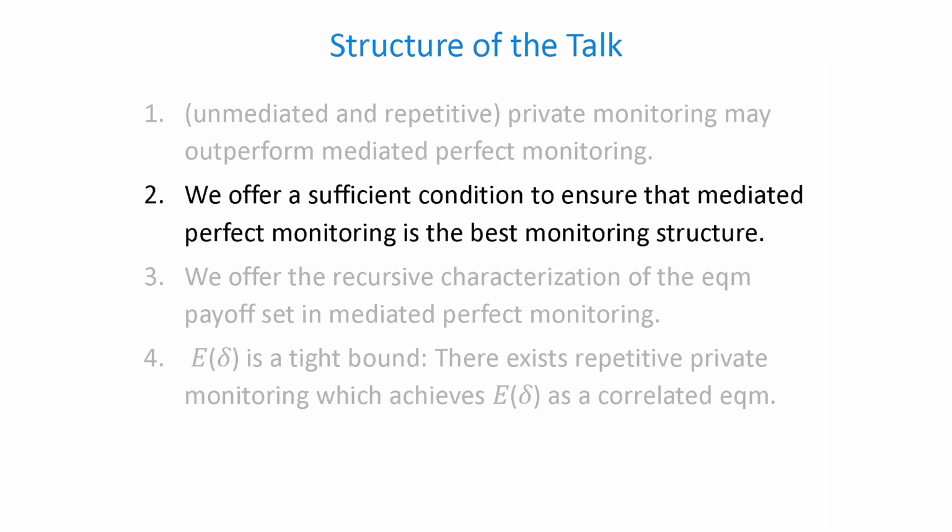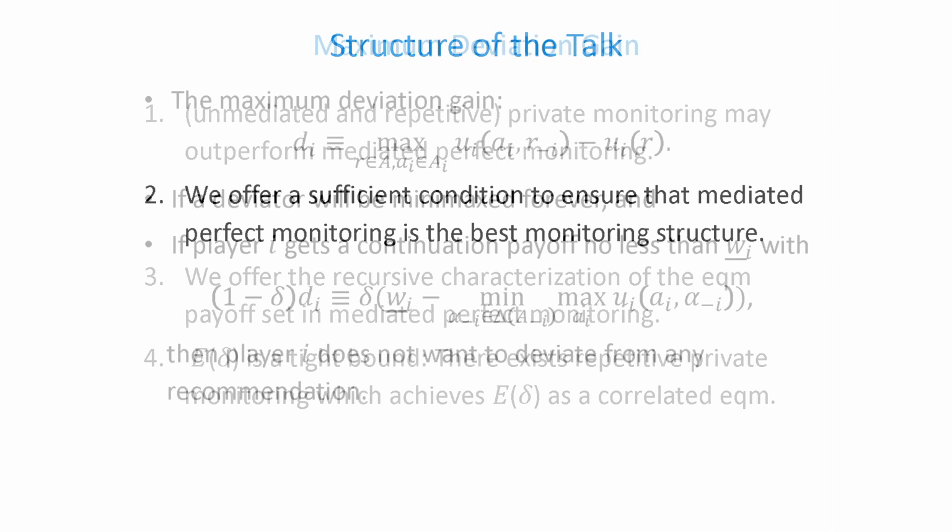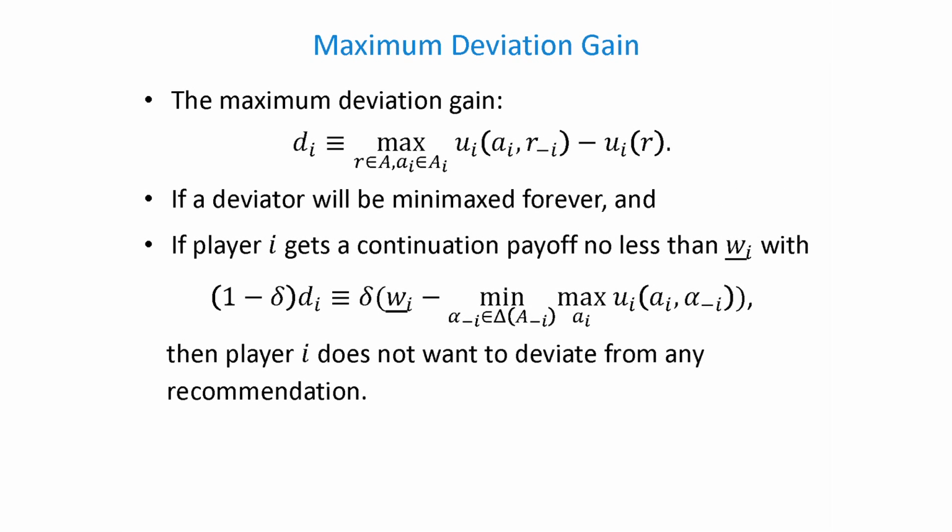And the second point is that we offer a sufficient condition to ensure that mediated perfect monitoring is the best monitoring structure. And to give you the sufficient condition, I have to ask you to walk through a couple of definitions. These are not super complicated, I hope. The first one is a maximum deviation gain. So suppose that you know which action profile is recommended by the mediator, and you can deviate to maximize your payoff, then this is a maximum deviation gain.